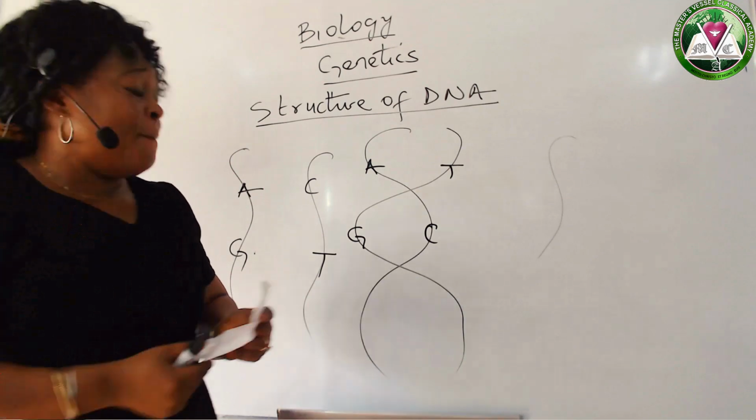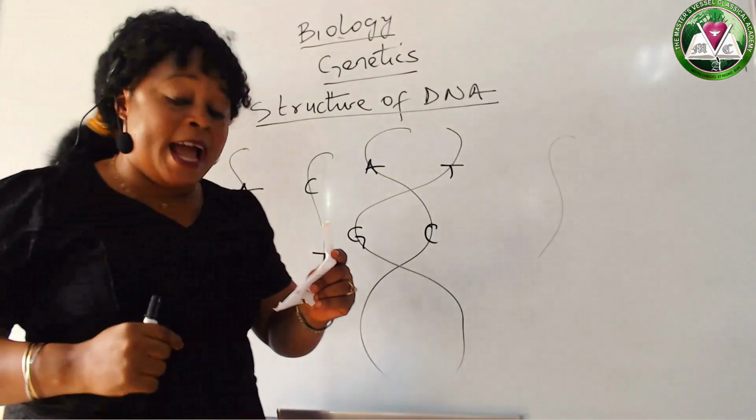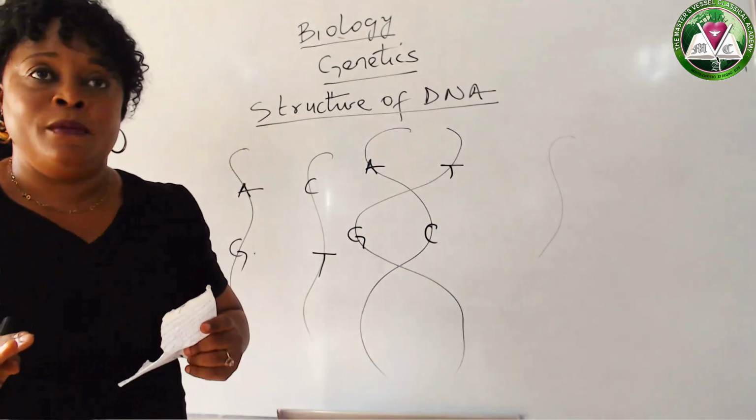Now, apart from maintaining and transmitting hereditary characters from parents to offspring, the DNA also has the function of keeping the number of chromosomes stable.